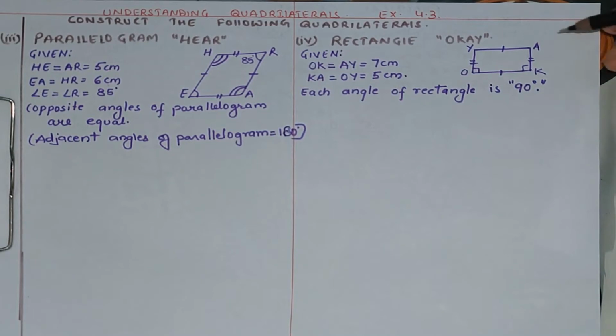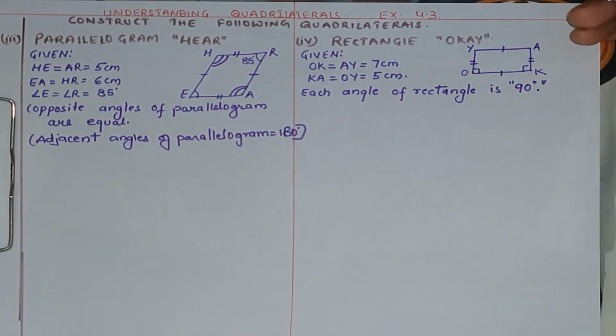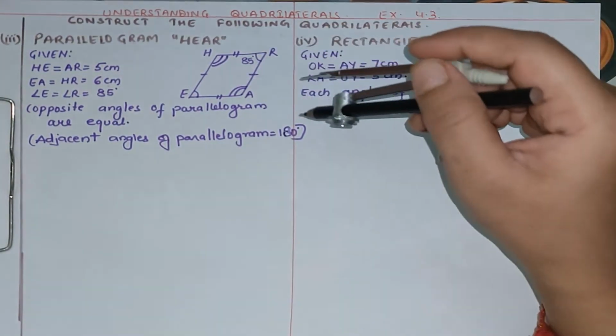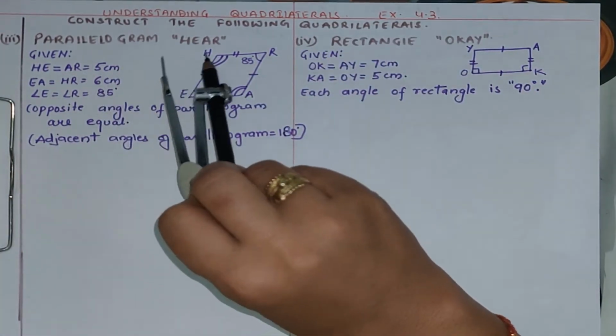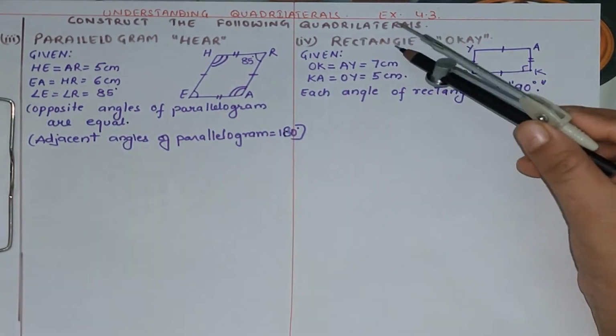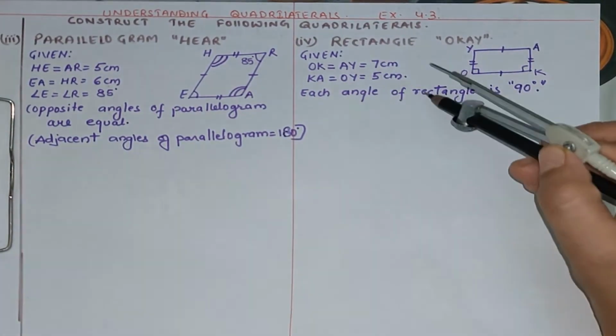Today I am back with my next chapter, Understanding Quadrilaterals of class 8th, and today I will do the questions of exercise 4.3, question number 3 and 4. Here we are going to do the construction. Parallelogram HEAR, the dimensions are given here, and the rectangle OKAY, and again the dimensions are given here.